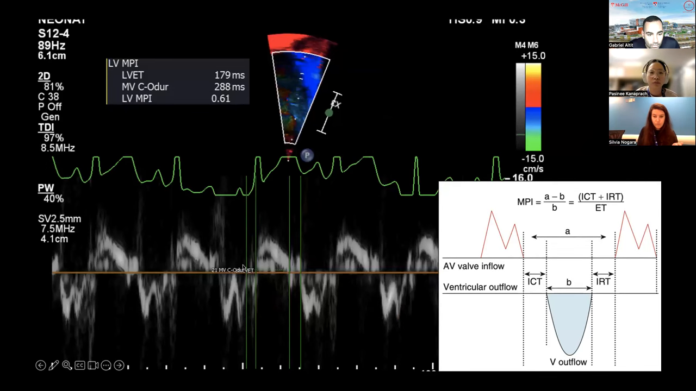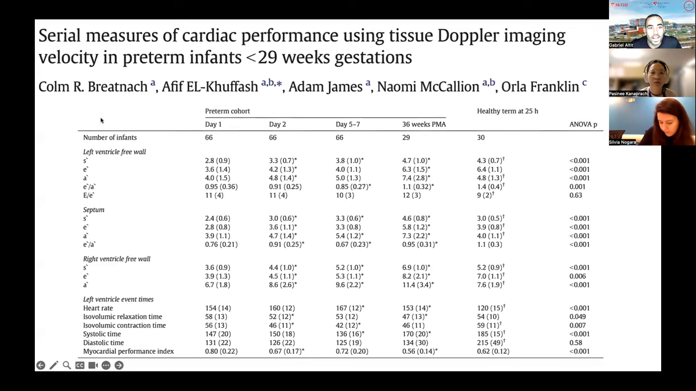This is an example of going from this to here. So we call this the mitral valve MCO. So from the mitral closure to the mitral opening, basically, that's why we call it the mitral MCO. So it combines the IVCT, IVRT, and ejection time. And then you have the LV ejection time, and it provides you the MPI. And so there's values in preterm and healthy term babies that have been described.